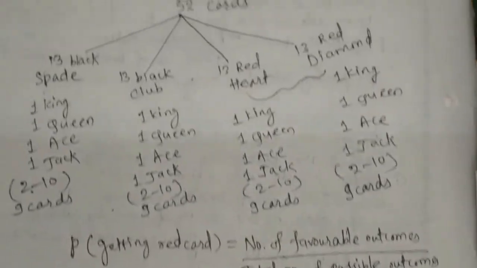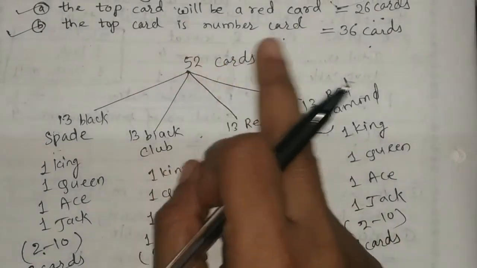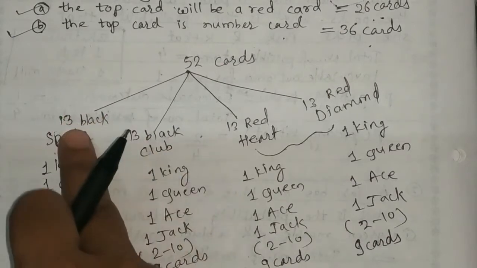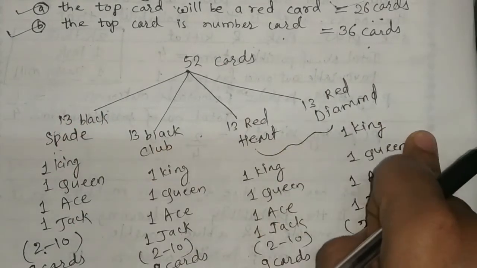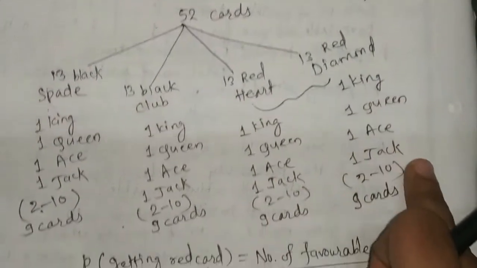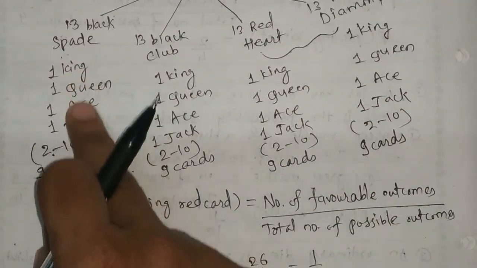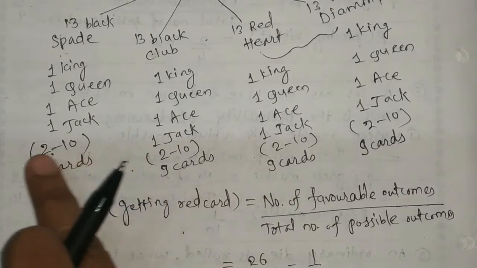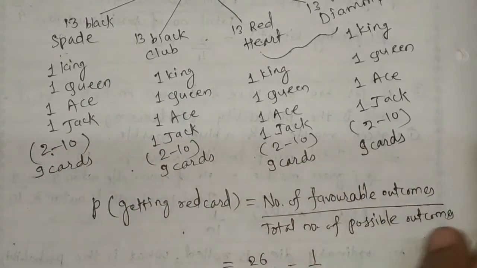So the description of the 52 playing cards: total 52 cards, 26 black and 26 red. In each suit the description is like this: 1 king, 1 queen, 1 ace, 1 jack, and 2 to 10, 9 cards.